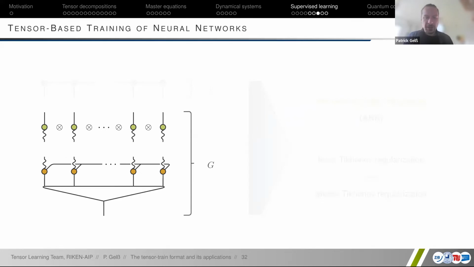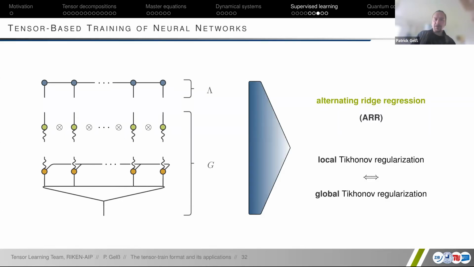And then we have some functional tensor trains here. So we're computing here the integral over the continuous modes of our corresponding tensor cores. And the coefficient tensor is then again given as a tensor train. And to solve this problem, we use ARR again.